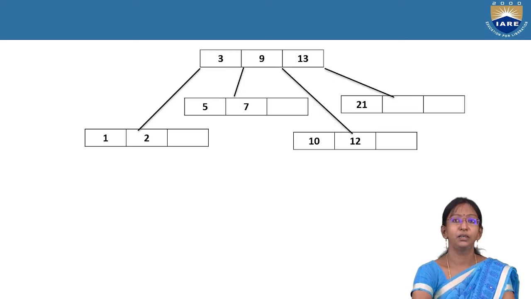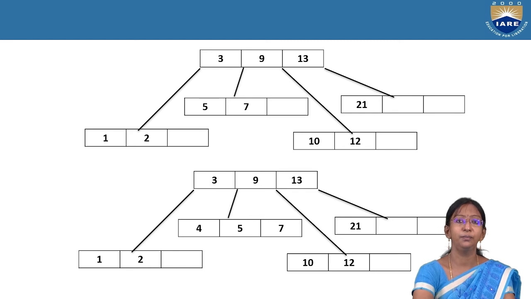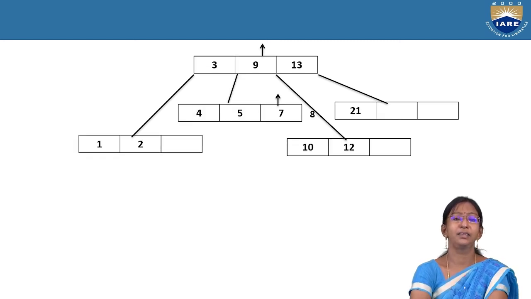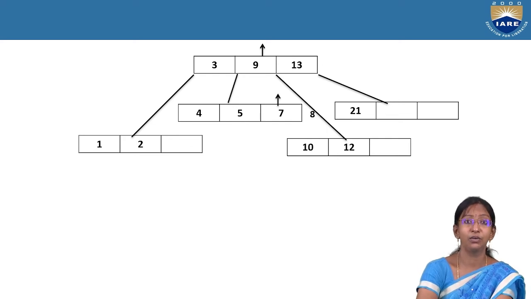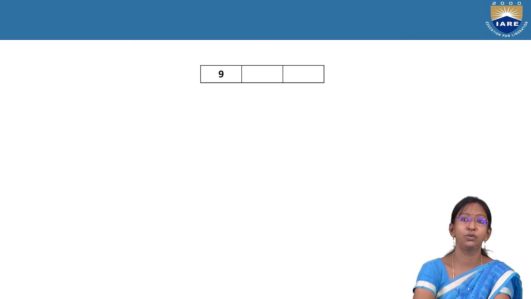Now split it. Okay. So again, one more insertion of 4, which is accommodated as the right child of 3. Then insertion of 8 as the mid node, that is the right of 3 cannot accommodate, it will push 7 to the top. Even the root cannot accommodate, it will push its mid 9 to the top.